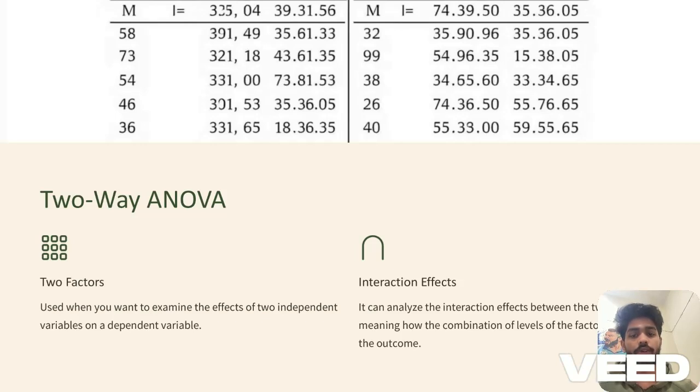Two-way ANOVA, two factors. Used if you want to examine the effect of two independent variables on a dependent variable. Interaction effects: it can analyze the interaction effects between the two factors, meaning how the combination of levels of the factors influences the outcome.